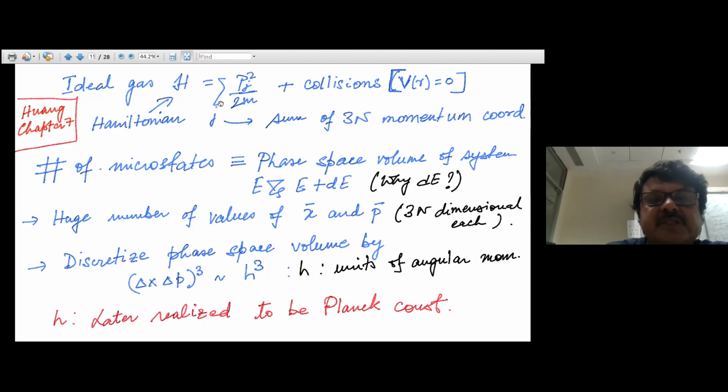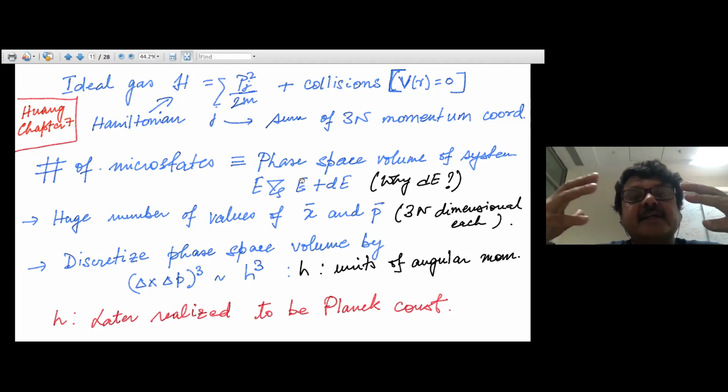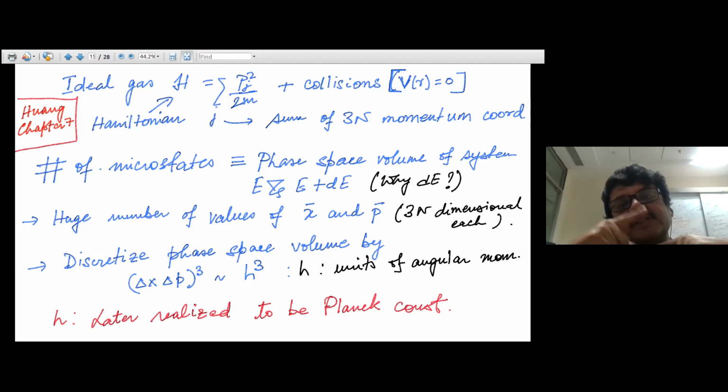For an ideal gas, the Hamiltonian is a sum over all particles and different degrees of freedom of momentum squared by 2m, assuming the mass of all the particles is the same, and we neglect the potential energy. We have only the kinetic energy in the Hamiltonian, but remember that if the ideal gas were completely uninteracting, the particles would keep going in straight lines forever, right? You wouldn't have any boundaries. So there are collisions, else it would never thermalize.